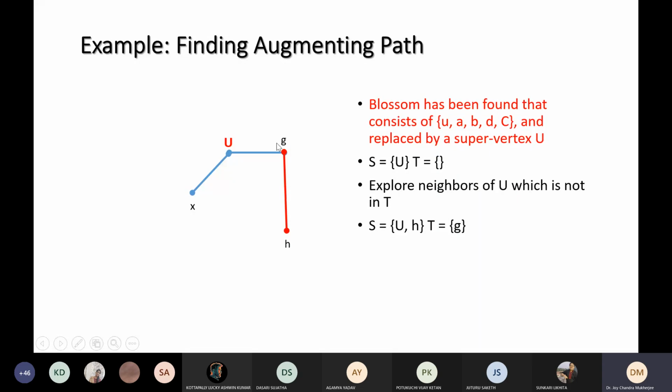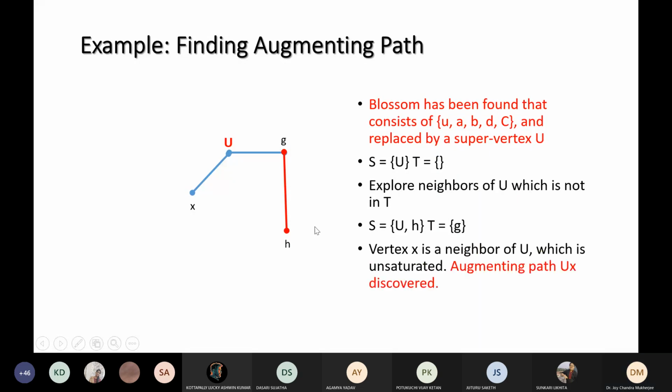U has another neighbor, X. Vertex X is a neighbor of U which is unsaturated. That means we found an augmenting path UX. We found an augmenting path UX. So basically, the search started from small u, and through some conversion I reached another unsaturated vertex X. So I get an augmenting path.